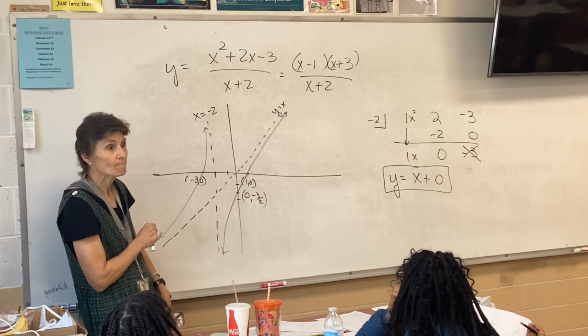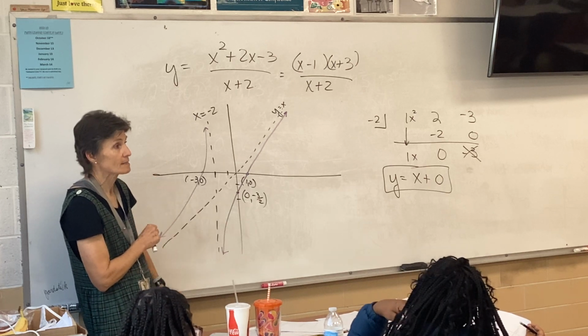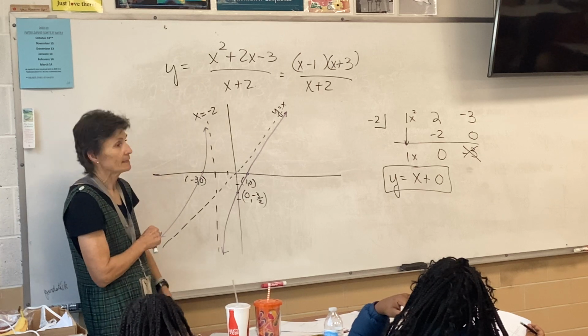Can somebody help her out? And you don't find a horizontal asymptote, which happens in one circumstance. When the power is bigger on the top? Exactly, exactly.